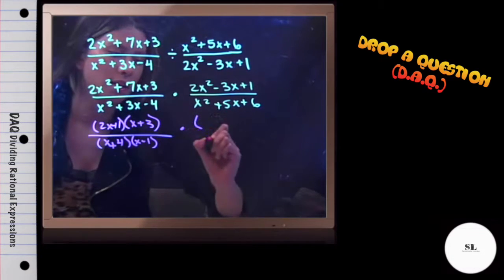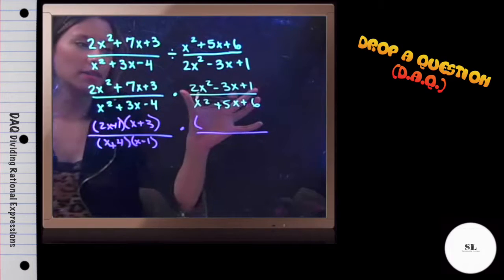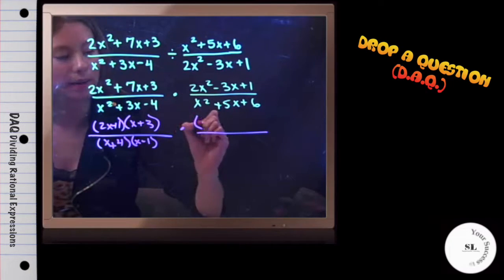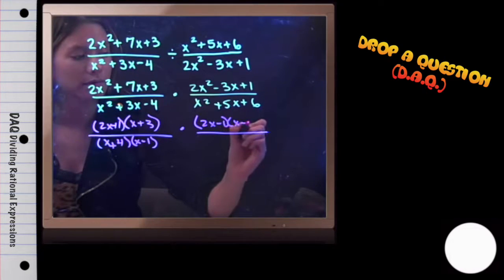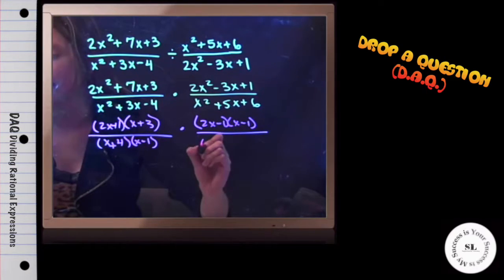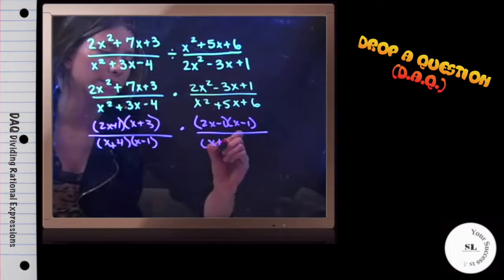Multiplied, and then when I factor out this first top part, it'll be 2x minus 1, x minus 1, divided by x plus 2 and x plus 3.